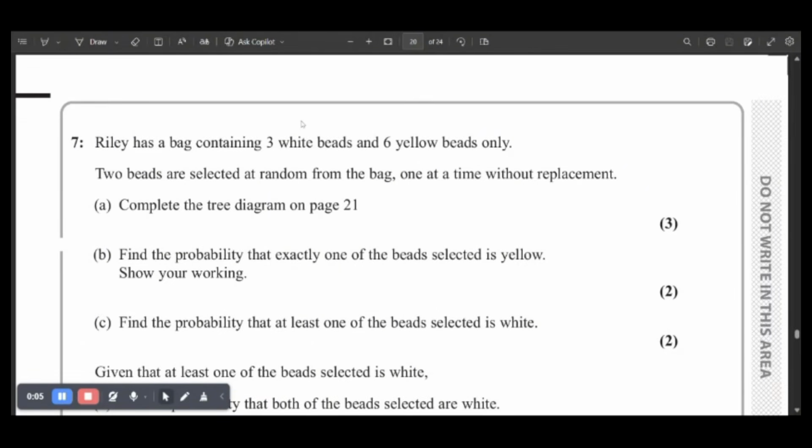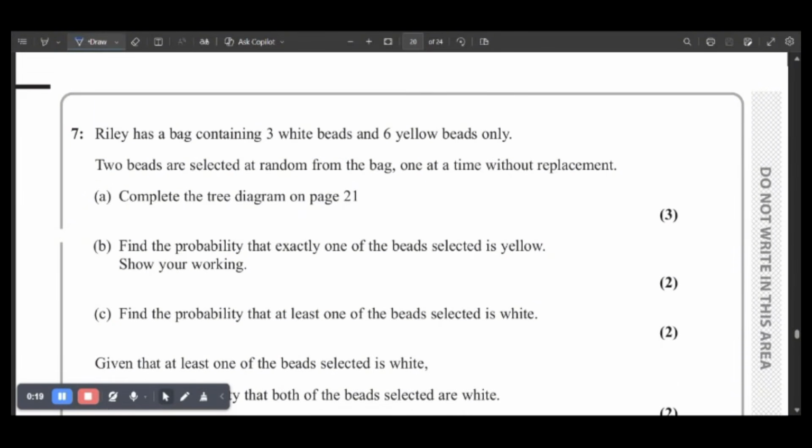Okay, this is question number 7. Riley has a bag containing 3 white beads and 6 yellow beads only. 2 beads are selected at random from the bag, one at a time without replacement. So the bag contains 3 white beads and 6 yellow beads. So the total number of beads in our bag is 3 plus 6, which equals 9.